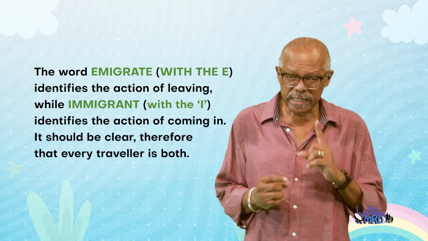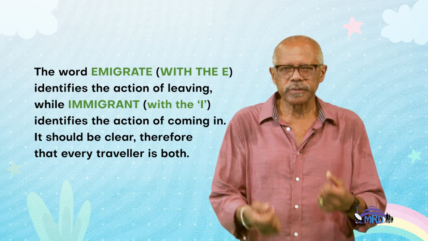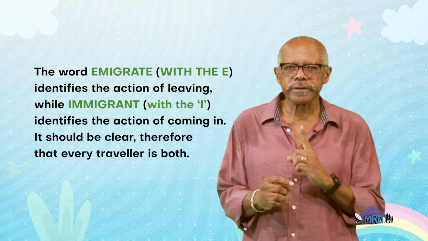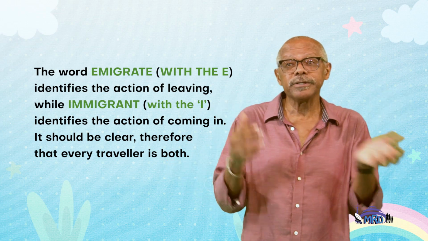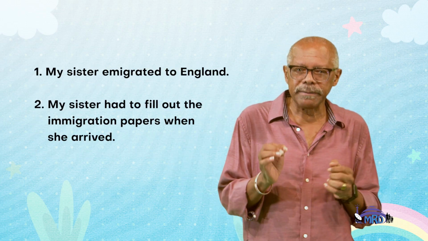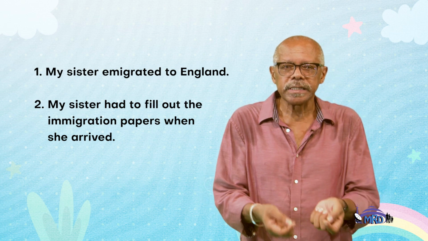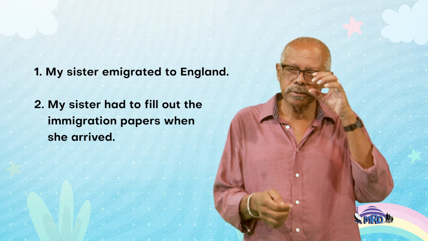Let us look first at the words emigrate with an E and immigrate with an I. The word emigrate with the E identifies the action of leaving. The word immigrate with the I identifies the action of coming in. It should be clear, therefore, that every traveler is both. Every traveler is both. You leave and you enter. My sister emigrated to England. She left and went to England. My sister had to fill out the immigration papers when she arrived. That was the I.